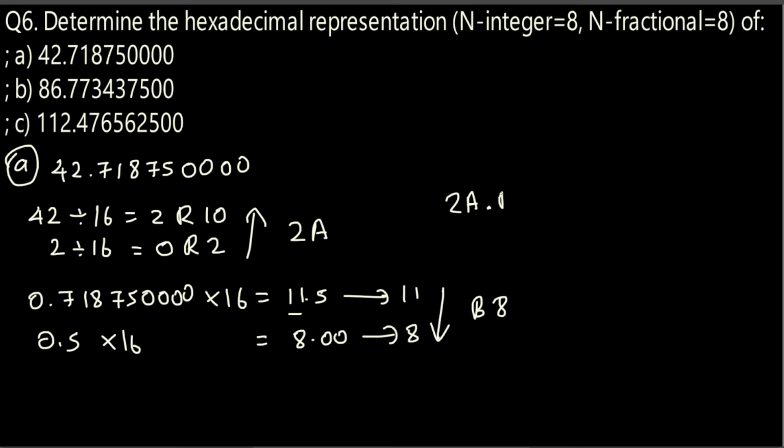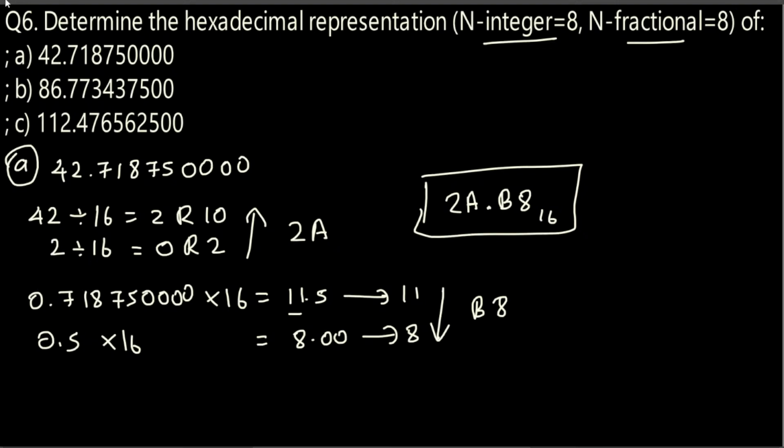2A point B8. Here it is also mentioned integer 8 and fraction 8. It means give the integer in 8 bits and the fraction in 8 bits. In hexadecimal, each digit represents 4 bits, so 4 plus 4 is 8, and here also 4 plus 4 is 8. So it satisfies the requirement, because we need an 8-bit integer and an 8-bit fraction. We have that. This is base 16, and that's our answer for the A part.